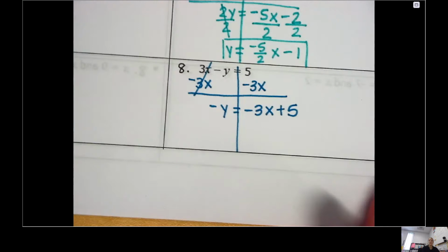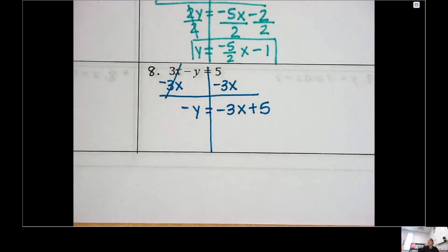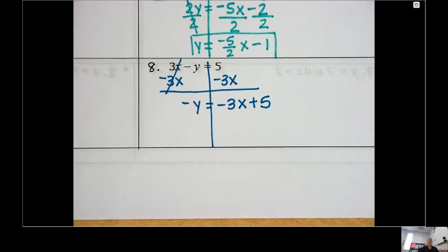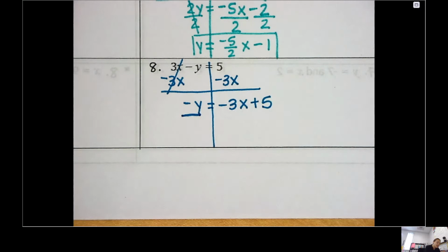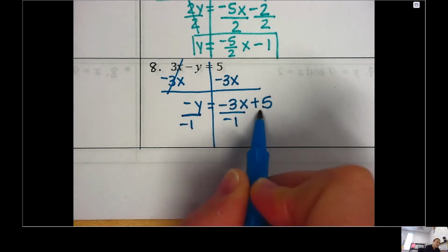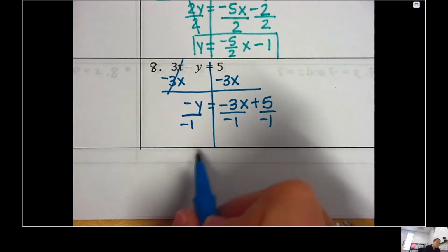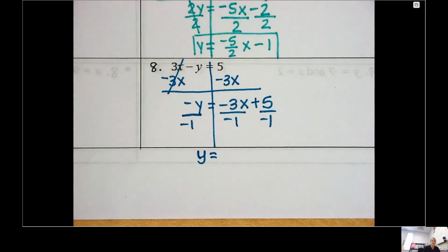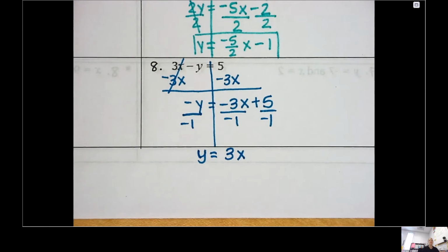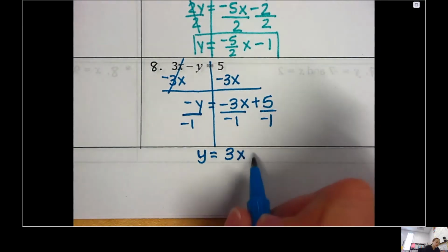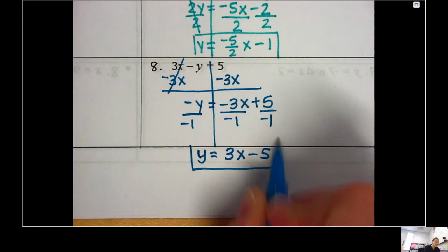We gotta hustle. Okay, number 8. You subtracted 3x from both sides. You got negative y equals negative 3x plus 5, but now my y is still not alone yet. What do I have to do? Divide it by what? Negative 1. Good. So essentially everything's just going to change signs. y equals negative 3 divided by negative 1 is just 3x, and then positive 5 divided by negative 1 is negative 5. Okay, so I'm just changing signs.